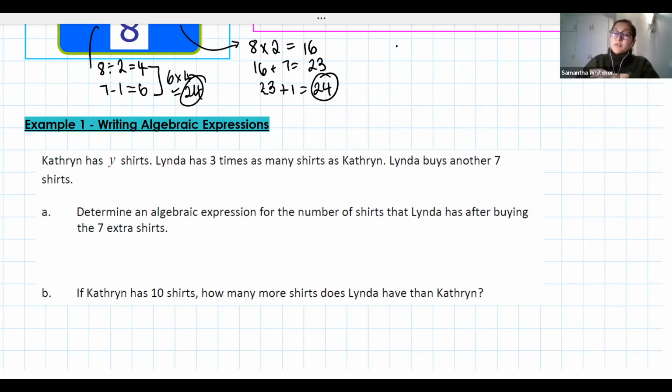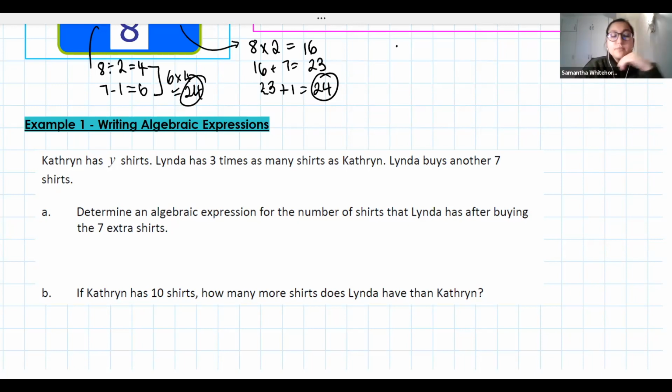So we're just going to start very basically by setting up some expressions for ourselves so that we can take words and put them into a mathematical sentence.